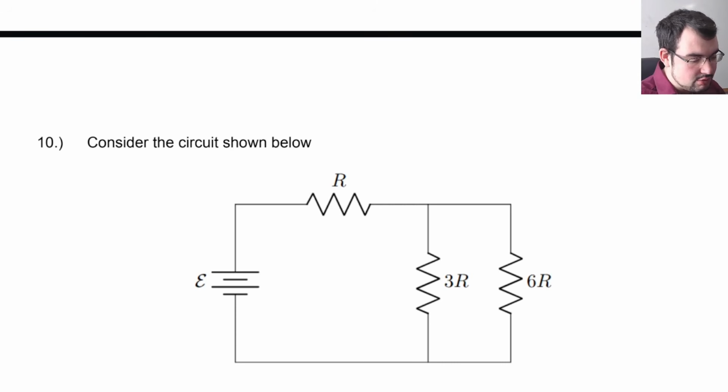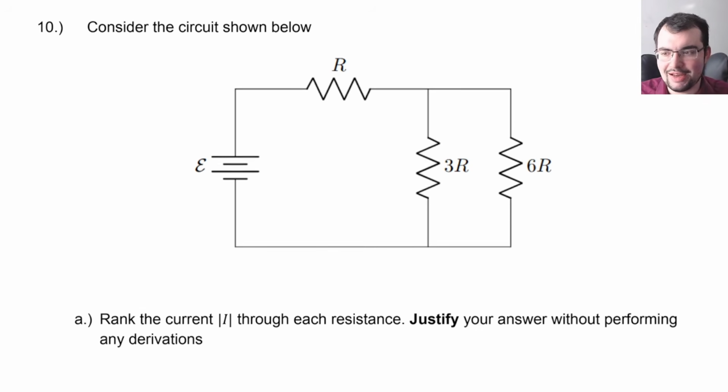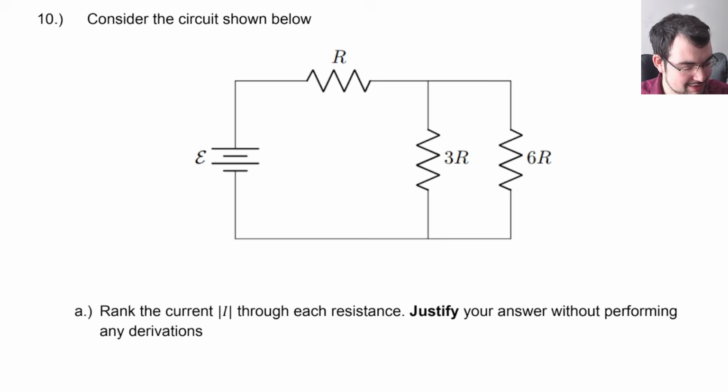Now we have a conceptual Kirchhoff rule question. So we have this combination circuit. It's pretty similar to the last one by design. We want to rank the current I through each resistance. Justify your answer without performing any derivations. Well, of course, we're just going to do a quick potential coloring speed run here.